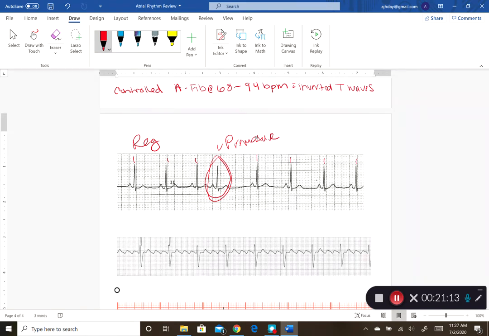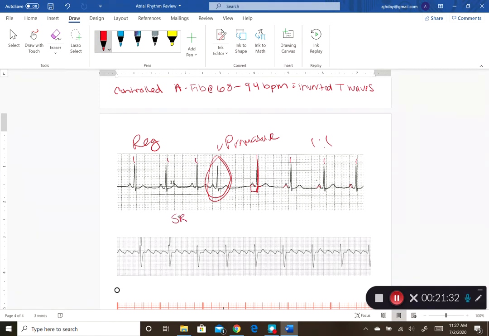So let's look at my underlying rhythm to name our rhythm. I've got one P wave for every QRS complex. All my P waves are upright. They all look the same. My QRS is narrow. My PR interval is good. So everything about this is saying sinus rhythm.